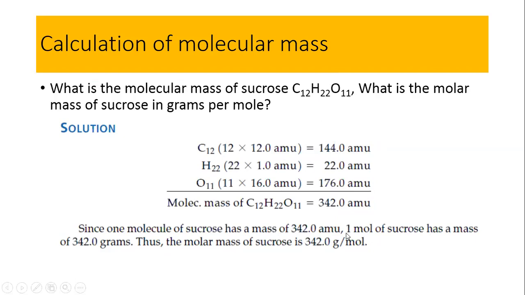You can represent it here as 342.0 AMU, or you can say 1 mole of sucrose has a mass of 342.0 gram, or you can say the molecular mass of sucrose is 342.0 gram per mole. So all these three are the same terms used to represent the molecular mass of sucrose.